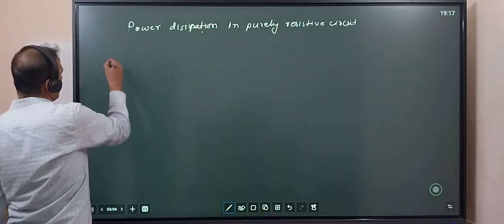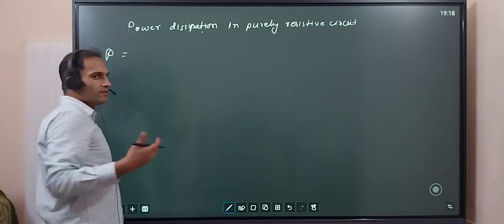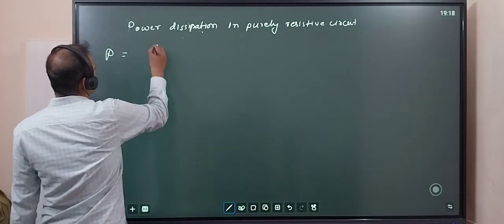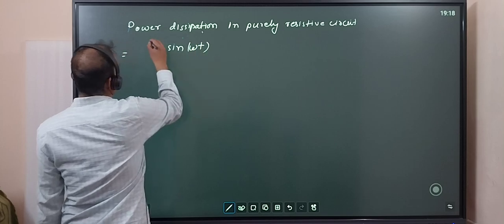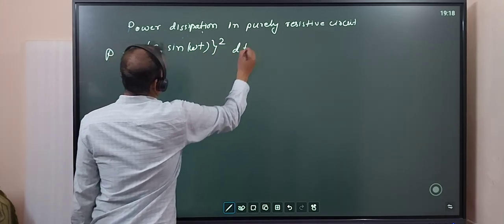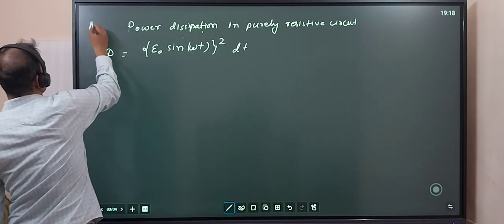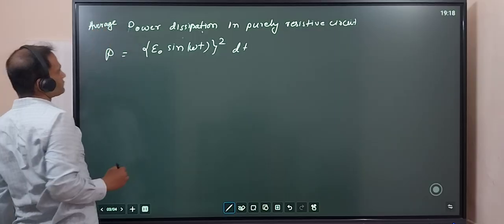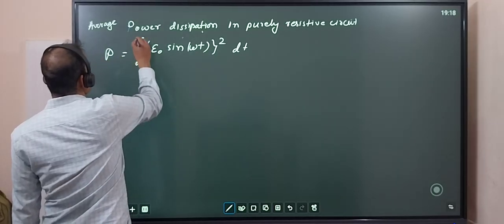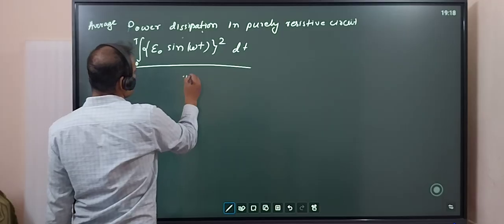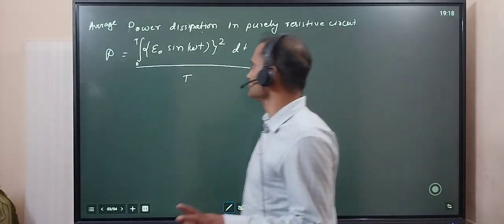So how to get power? Power will be EMF square by R, right? So E naught sin omega t, we have to square it. So we are trying to find average power. Okay, I will write the average here also. So this is the total power in one time period. If you divide by the time, we will get the average power.